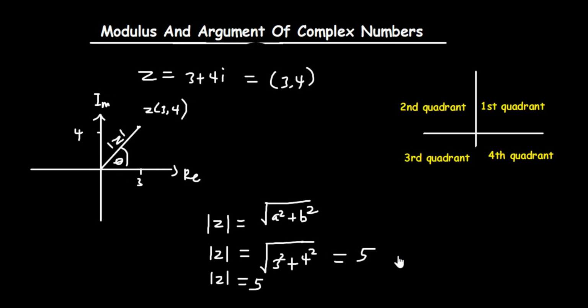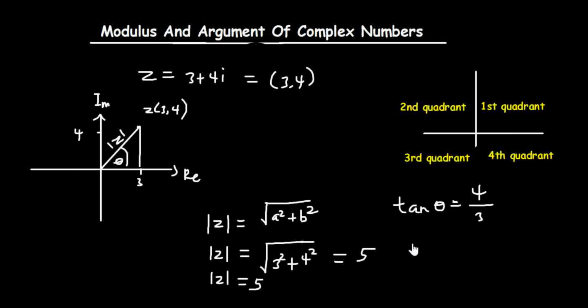Now that we know the modulus, let's calculate the argument. For the argument, we can use the formula tan theta equals opposite over adjacent. You know the opposite is this 4 here, because when you draw this, we have 4 here and 3 here. So the value opposite to the angle theta is 4. Opposite over adjacent is 4 over 3.